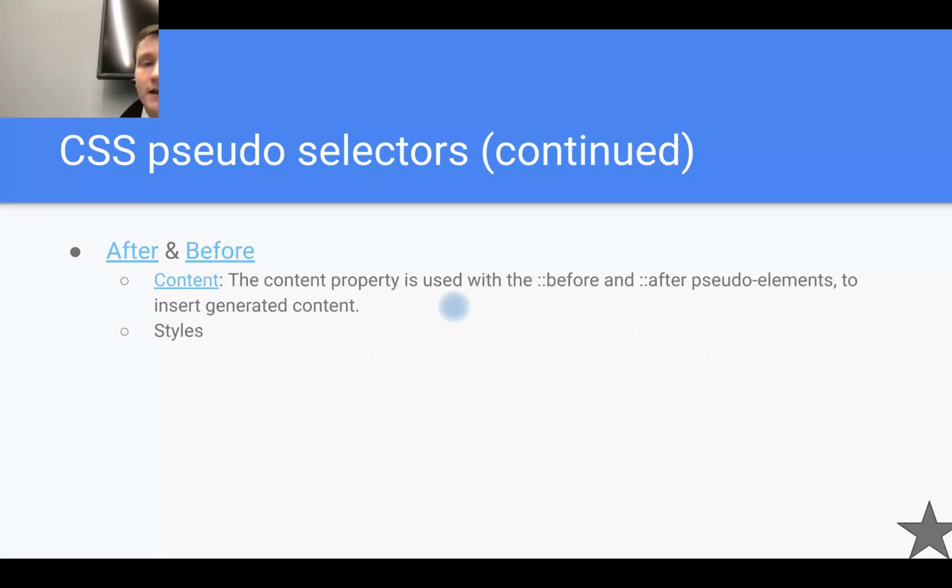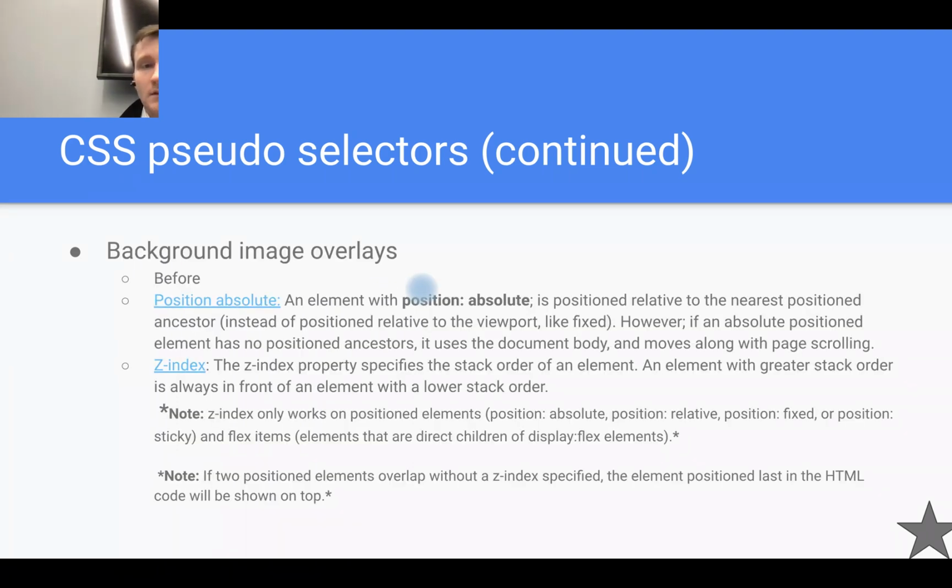And then we looked at after and before. In after and before, we can apply content before or after an element's content. To do that, we use the content property. With the content property, we can set a specific value to apply either before or after an element.